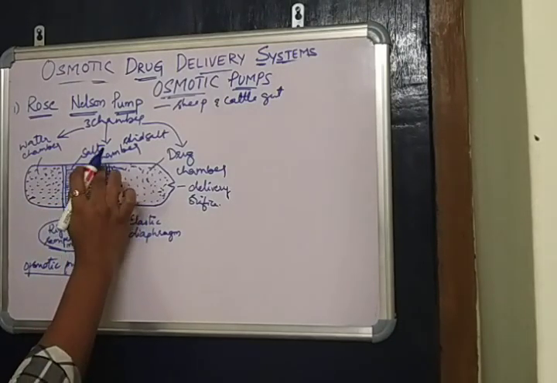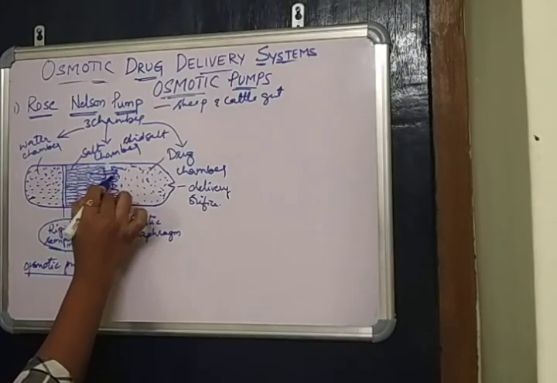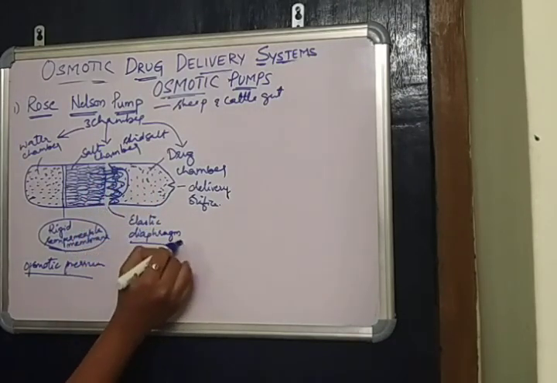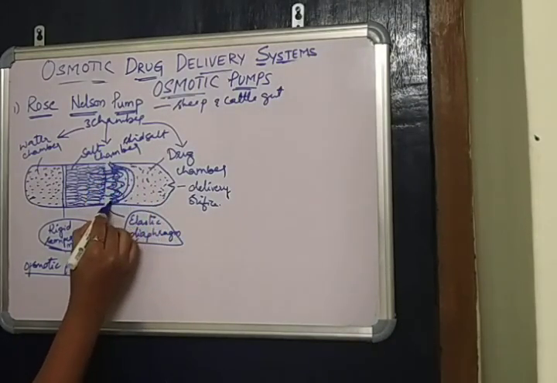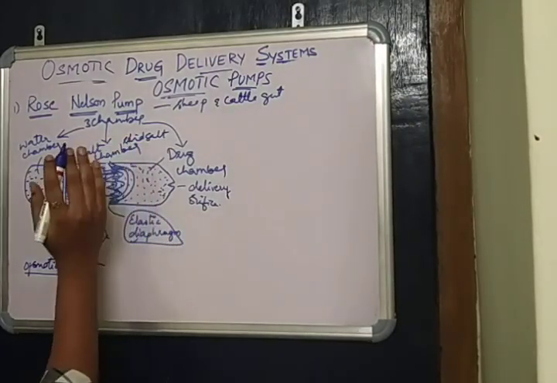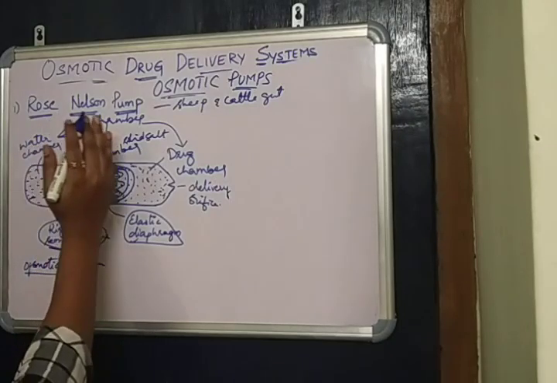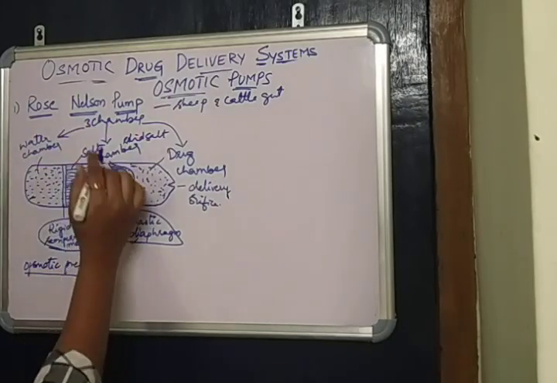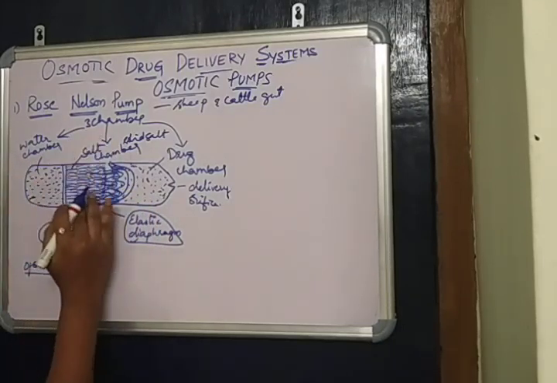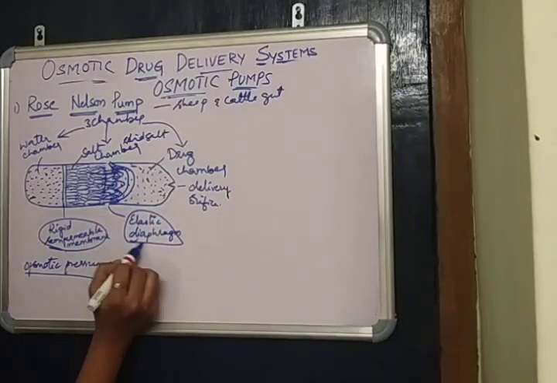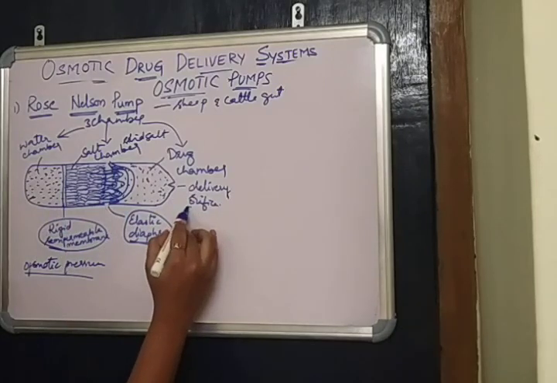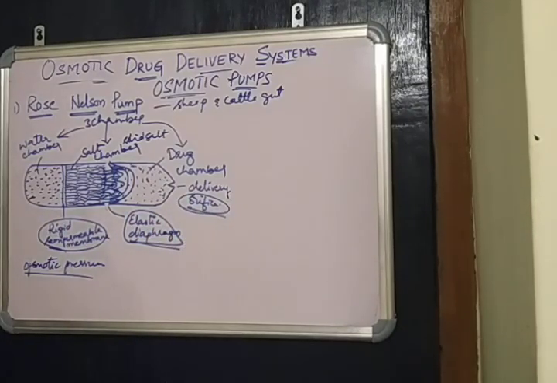And therefore it distends the latex diaphragm. This latex diaphragm is the elastic diaphragm, and it divides the salt chamber from the drug chamber. By that, water enters the salt chamber, the volume of the salt chamber increases, and it distends the latex diaphragm, so the drug will be delivered from the device through an orifice.